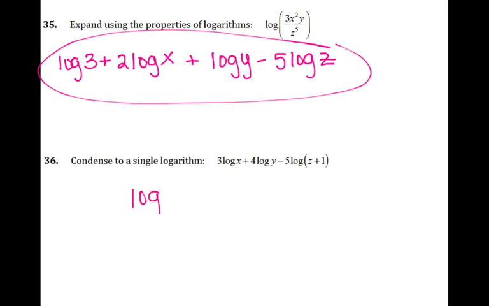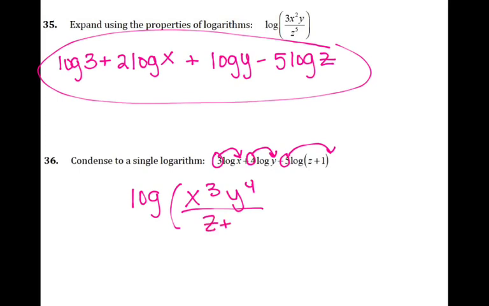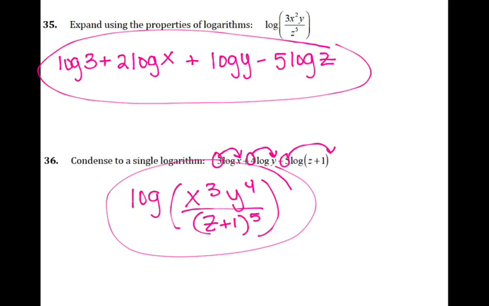Number 36, you are condensing, so any numbers in the front get brought up as exponents, and anything you are dividing by gets put underneath, everything else is getting multiplied. So I have x cubed times y to the 4th divided by z plus 1 to the 5th. And there is your condensed form.